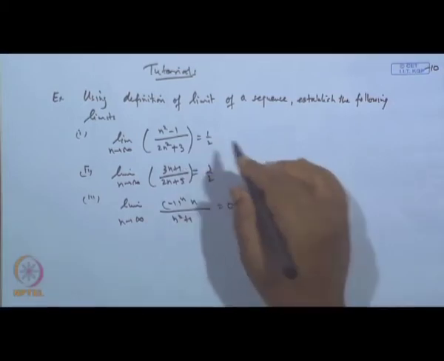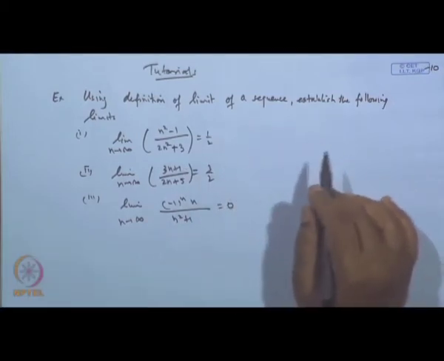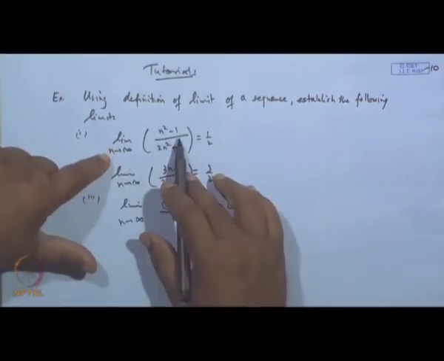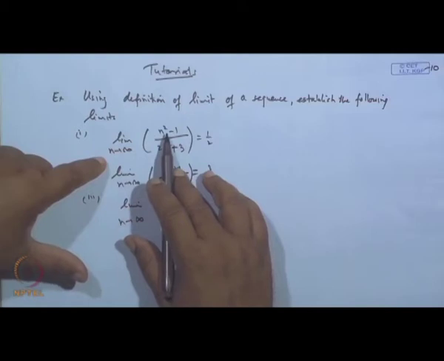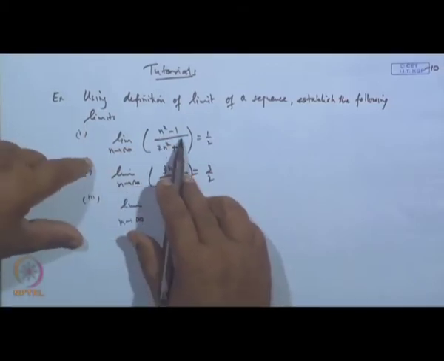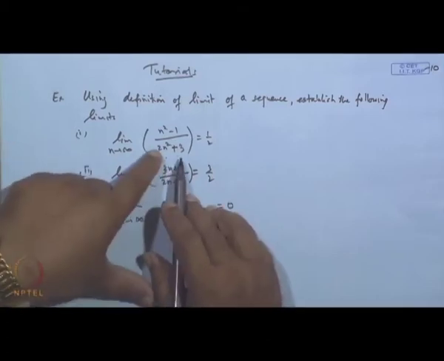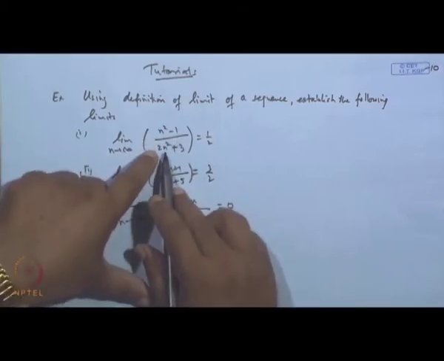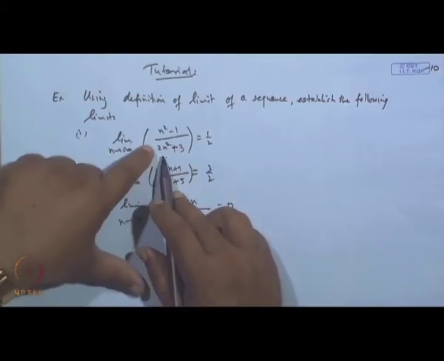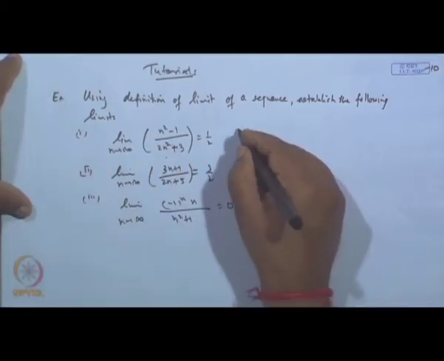Now, without the epsilon definition, we can find the limit very quickly. When n is sufficiently large and we substitute n infinity, we get infinity by infinity, which is indeterminate. So, what we do is divide by n square and get 1 minus 1 by n square over 2 plus 3 by n square. When n is sufficiently large it becomes 1 by 2, but how do we get the result?